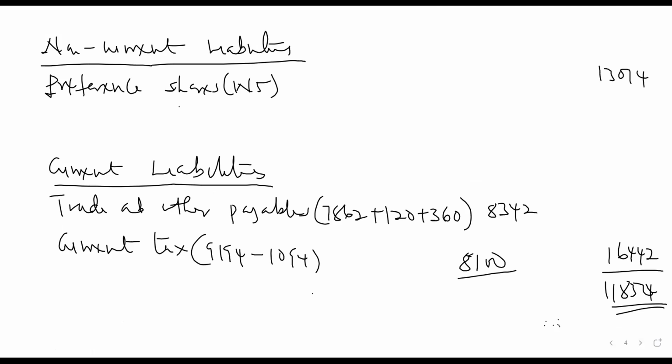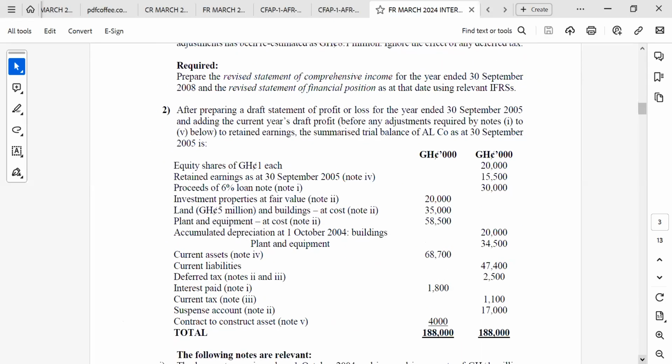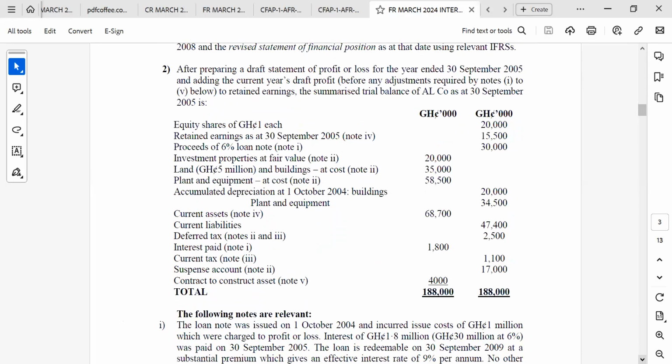Okay. Let's take question 2. Please, you are not in the exam. They will not give you any mark for the balancing. Just look for ticks, not balancing. Are we okay?